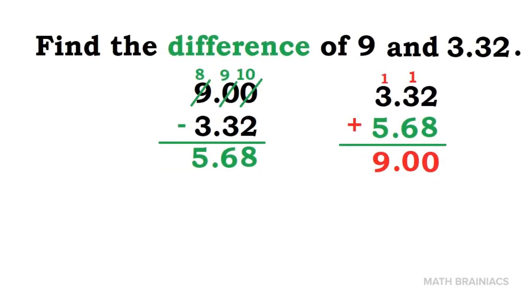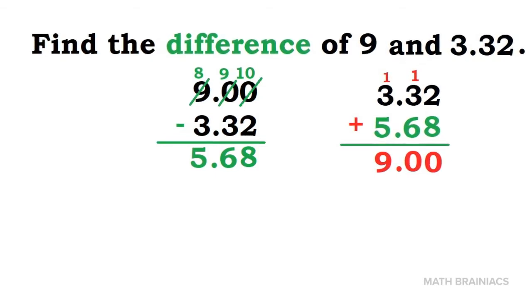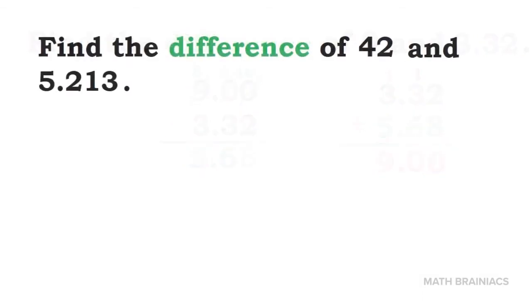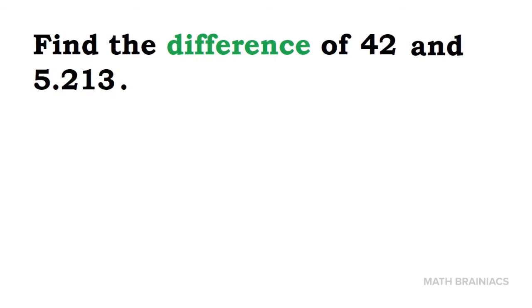3 plus 5 is 8, plus 1 on the carried over number will give us 9. Therefore, 3.32 plus 5.68 is equal to 9. Let us work on another example so that you can fully understand the steps.